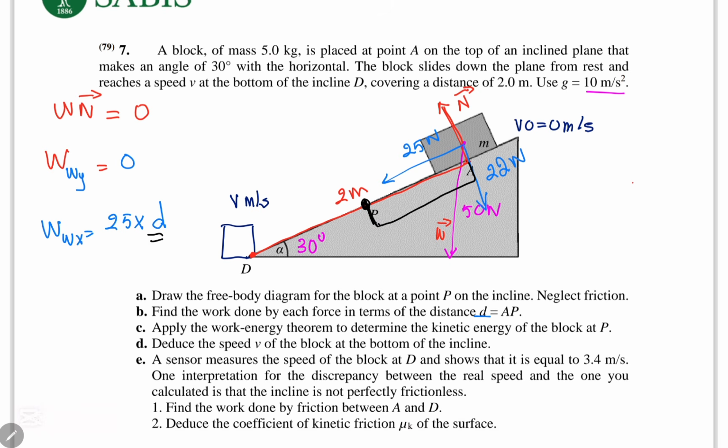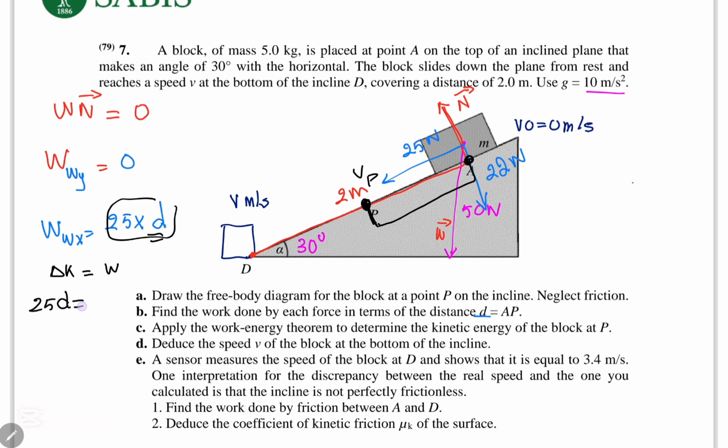Now let's use the work energy theorem. Here, it starts initially at rest. Here, it has a velocity that we're going to call velocity P, for example. Okay, so what would the work energy theorem be? First of all, the change in kinetic energy is equal to the net work done. The net work done from A to P, we found it to be 25d.